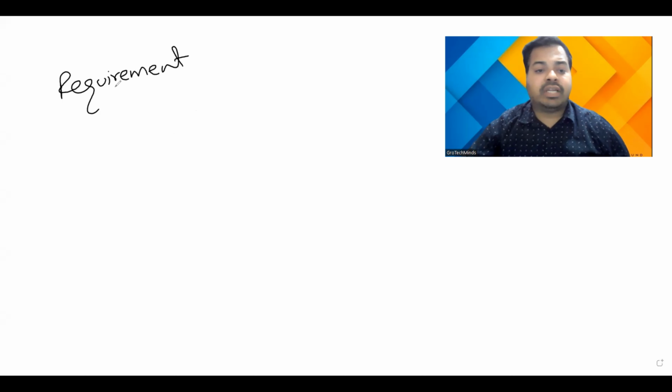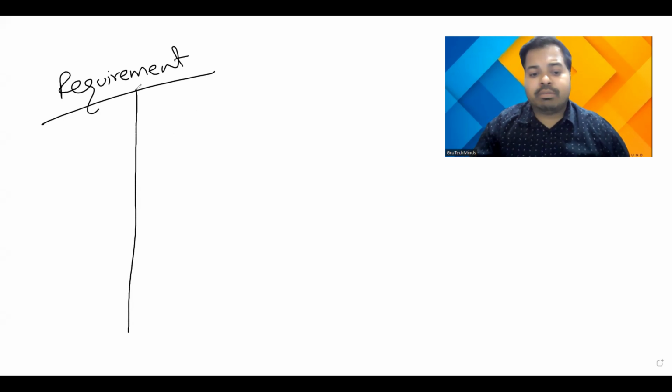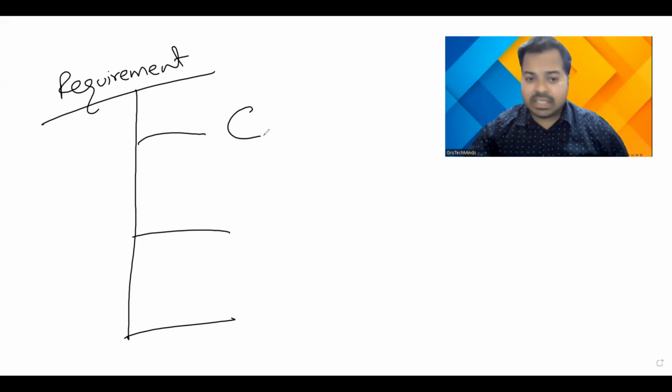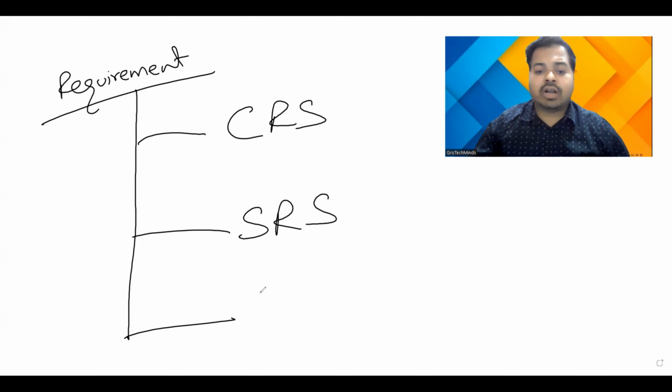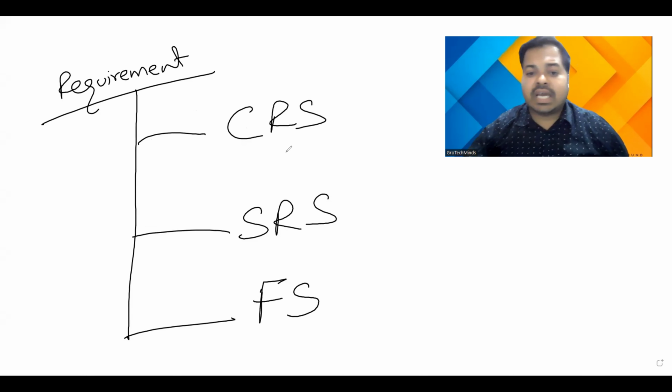Now guys, before I move on, I just want to let you know that the requirements, which are the first stage of the software development lifecycle, are basically of three types. One is called CRS, one is called SRS, and one is called FS. CRS is called Customer Requirement Specification.